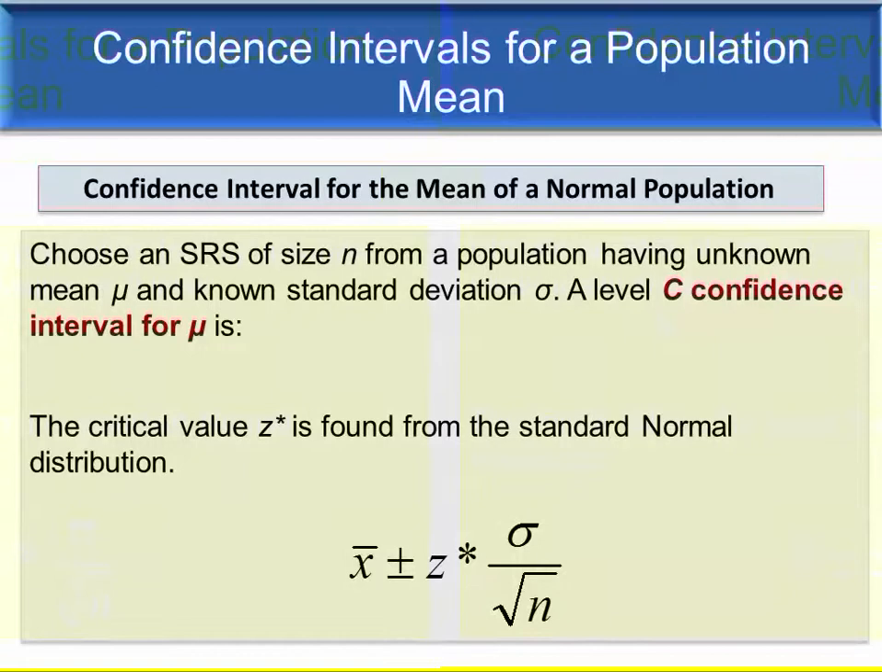So to summarize that in a more formal way, the confidence interval for the mean of a normal population means that you've chosen a simple random sample, and you've done it scientifically using randomization techniques, of size n from a population having an unknown mean mu and a known standard deviation sigma. A level C confidence interval for mu is the following formula. And you would find that z star, that critical value, from the standard normal distribution. And again, it's been calculated for you in Table C.